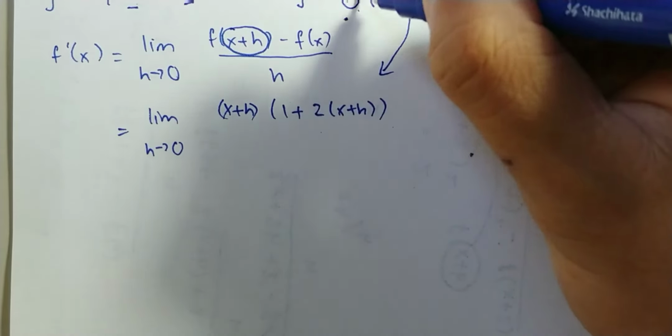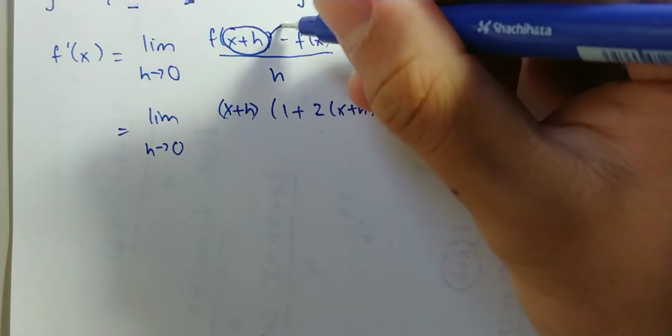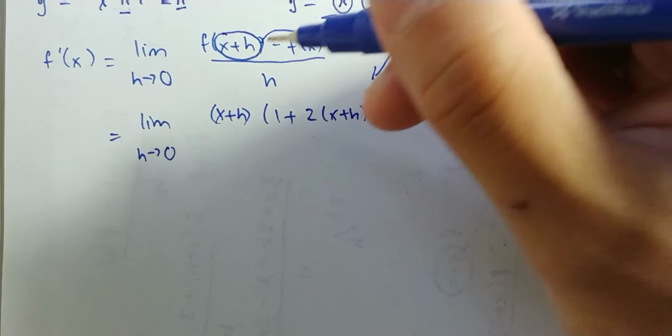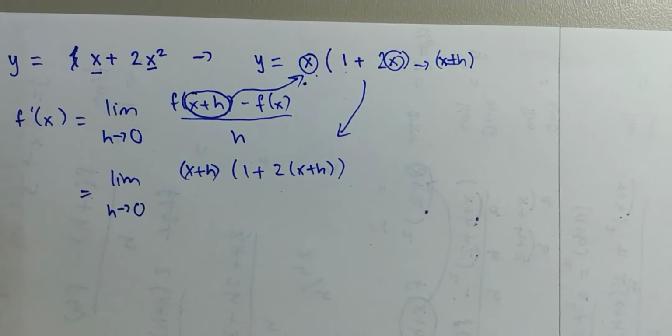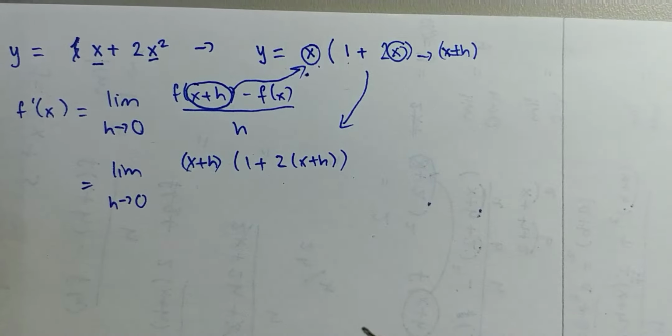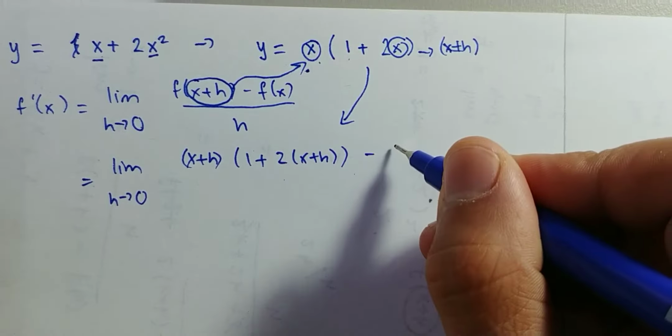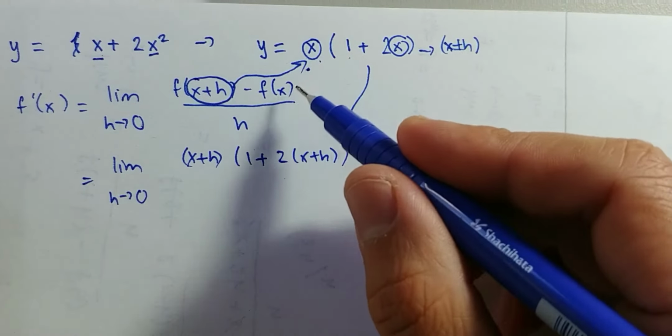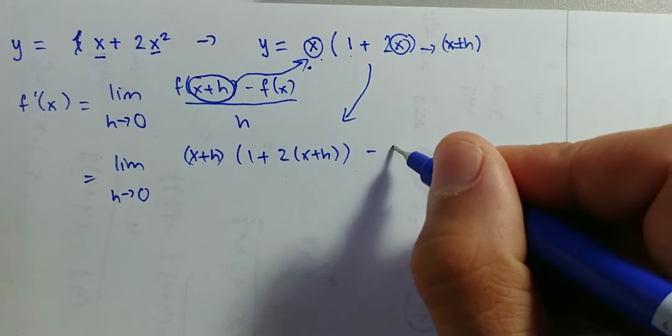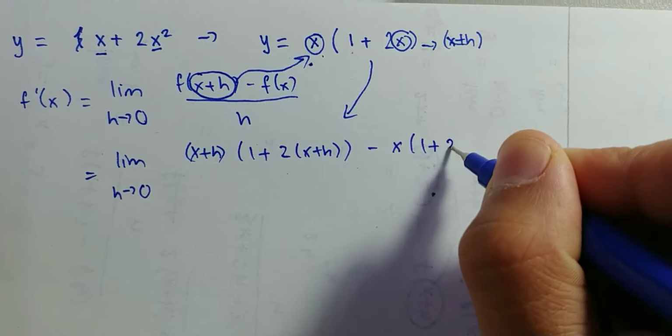Okay, so you look for the x, then you replace that by x plus h. And then minus f of x. So f of x is just that, so I'll just rewrite it.